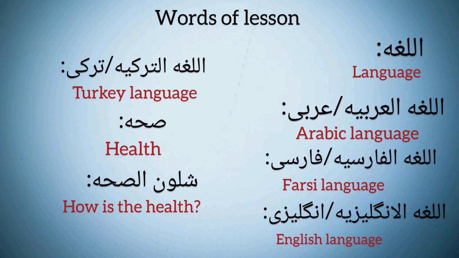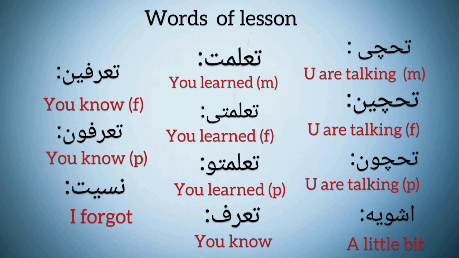How is the health? تحكي, تحكين, تحكون are actually present tense verbs. We haven't had these verbs in the previous lessons, but we are going to talk about them in future lessons. But now we're just going to glance at this topic. تحكي basically means you are talking. We say this for a male. أنت تحكي. You are talking or you talk.